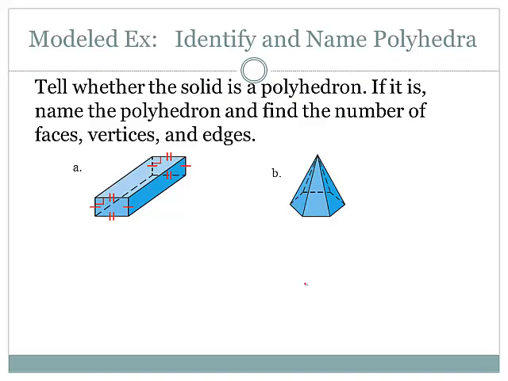And let's look at this example. It says, tell whether the solid is a polyhedron. If it is, name the polyhedron and find the number of faces, vertices, and edges. Well, the first thing we need to do is name the polyhedron, or well, decide if it is a polyhedron. And A, it is indeed a polyhedron. It is enclosed by polygons. I see some rectangles here. And this is a prism, and since we have rectangles, we will have a rectangular prism.